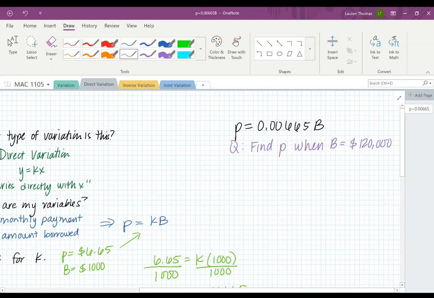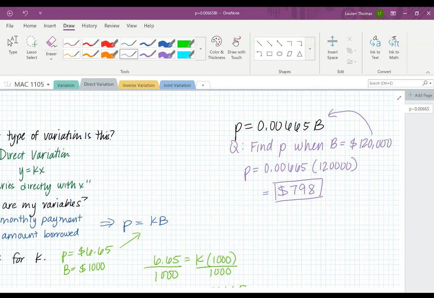$120,000. Since we have our equation, we can plug this information into our model. We're looking for P, so P is going to stay as a variable because we don't know what it equals. And we're going to say 0.00665 times 120,000. When we multiply that together, it's going to give us our P, which happens to be $798. So that means if you borrow $120,000 from this particular institution, your monthly payment on your mortgage is $798. Cool.